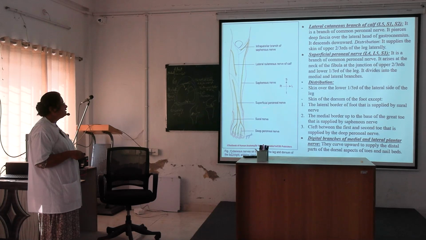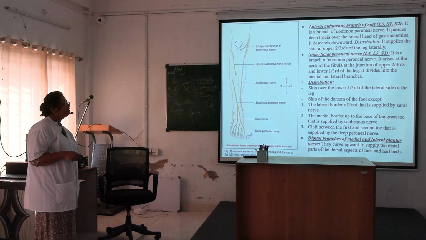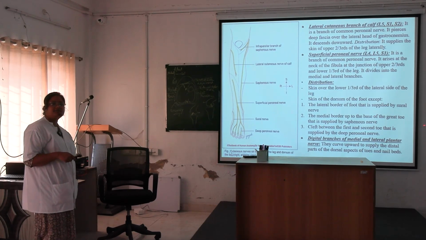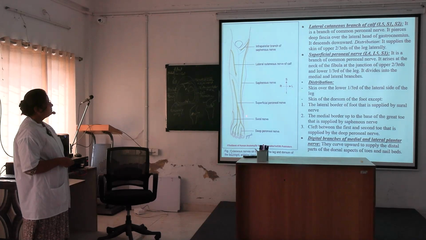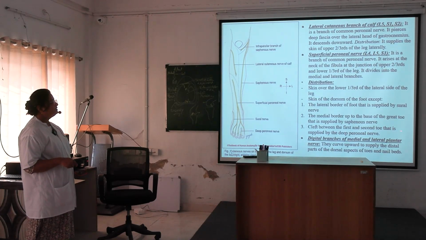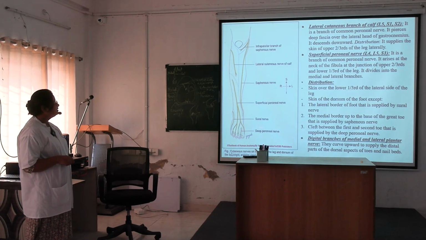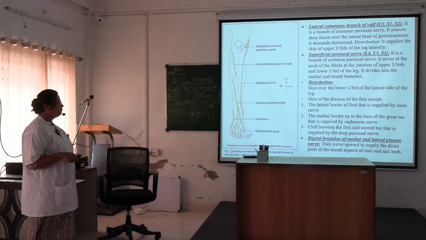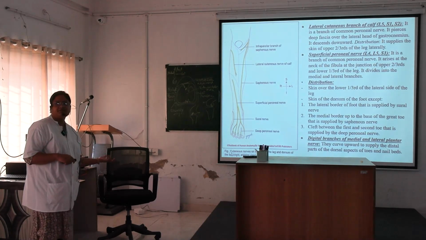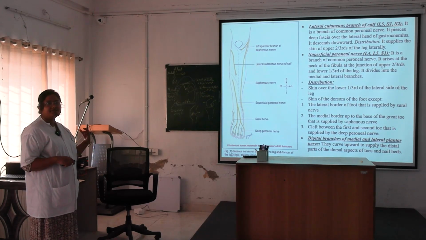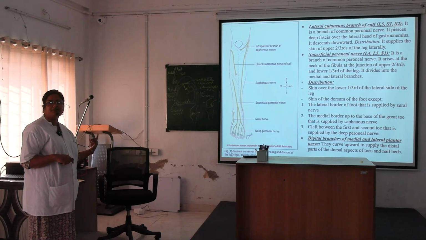Here is supply of sural nerve. Medial border up to the ball of great toe that is supplied by saphenous nerve. Here saphenous nerve is supplying, and cleft between the first and second toe that is supplied by deep peroneal nerve. This cutaneous supply of leg and dorsum of the foot comes as a short note. So this is important.